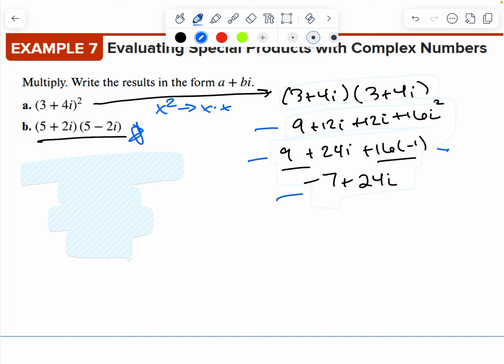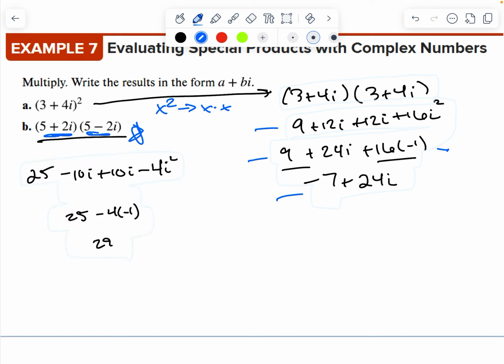Same exact thing here. This one's a special case where we have what's called conjugates, right? So we have a 5 plus 2i, 5 minus 2i. They have the opposite sign in the middle. When you FOIL here, you end up with that top line. Combine like terms, and the 10i and negative 10i will actually go away. i squared turns to negative 1. 25 plus 4 is 29.